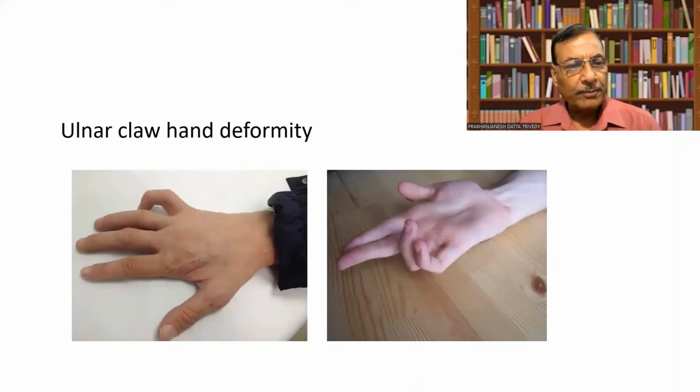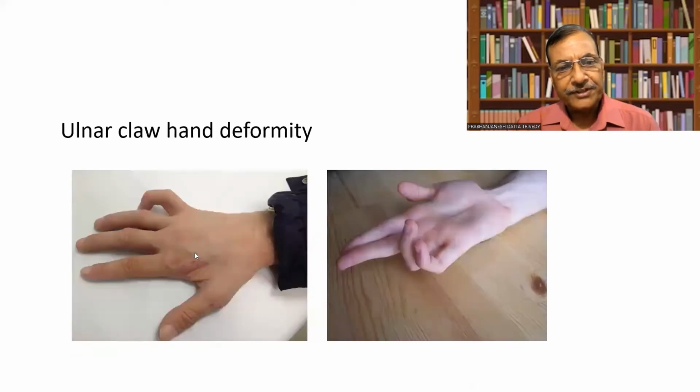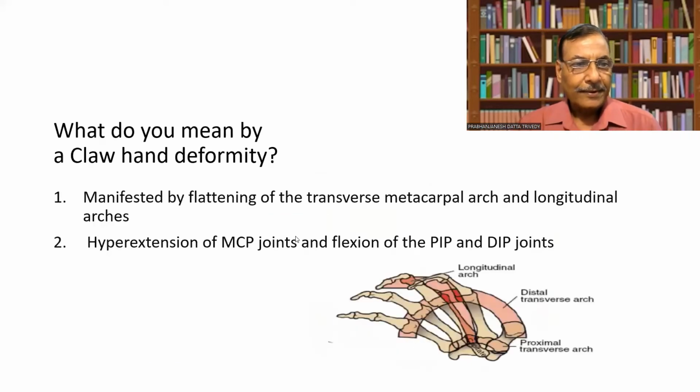So the first thing we will look for in the case of ulnar nerve injury is ulnar claw hand deformity. You can see it here, ulnar claw hand deformity. We are going to discuss it in a bit more detail. Remember the difference between the total claw hand deformity, which is caused by both median and ulnar palsy, so it is a total claw, differentiated from only ulnar claw hand deformity. Now the question is, what do you mean by a claw hand deformity?